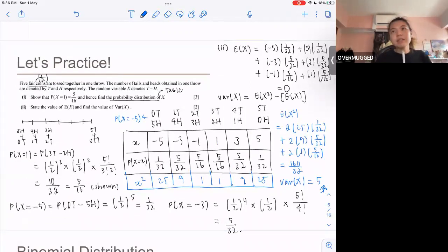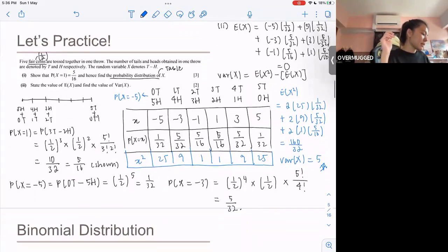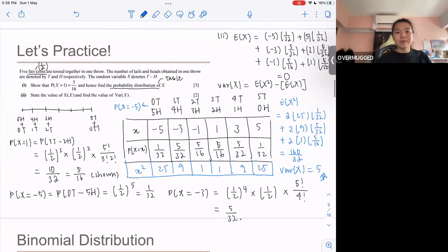So this very nicely sums up discrete random variables and how to find your variance and your expectation. Again, we're going to do more examples later. But now I want to move on to the binomial distribution.